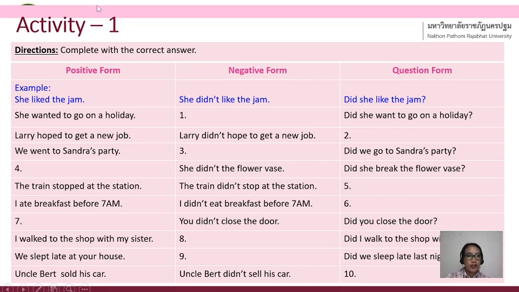So you have to do your activity in your answer sheets. Directions: complete with the correct answer. So you have to write what is missing here. A positive form of the sentence is already written. Some are missing in the negative form or in the question form. So you have to fill in what is missing here and write in your answer sheets later.